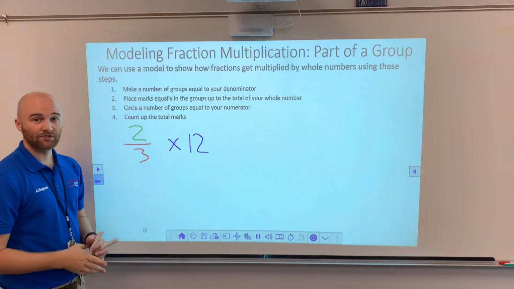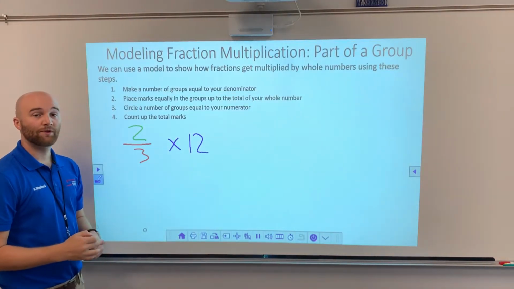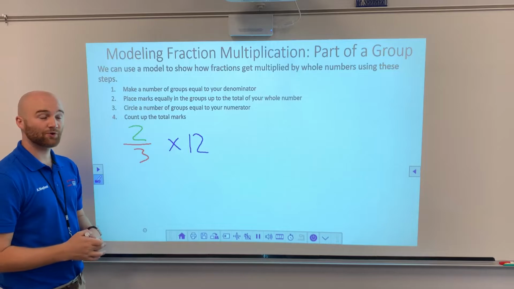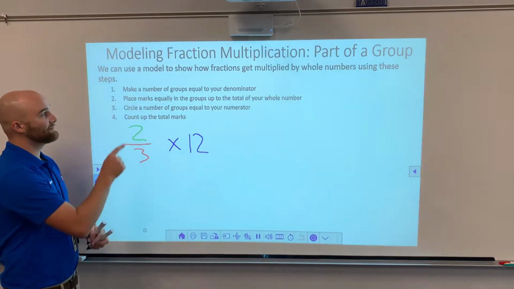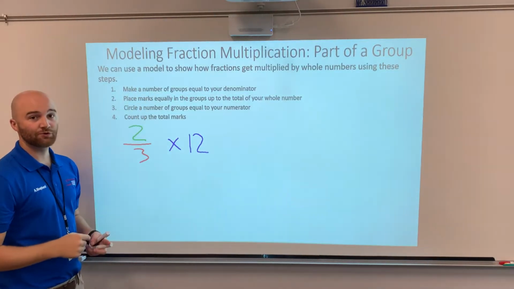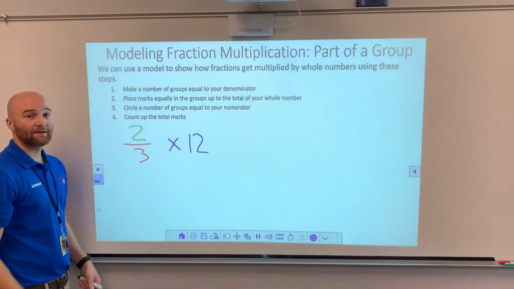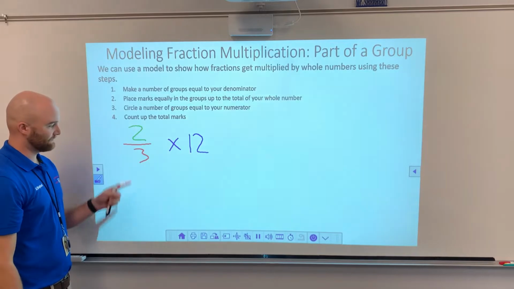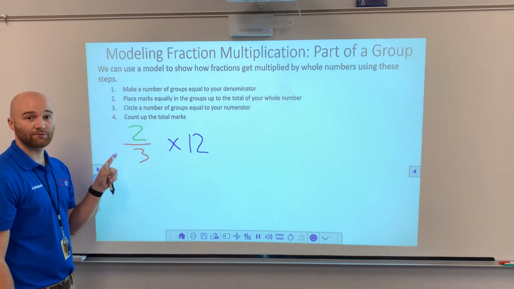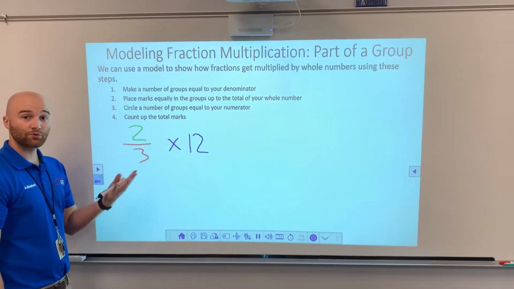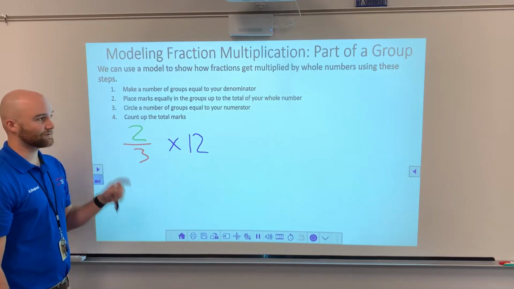Here are the steps that I can use to solve this problem without doing any actual math, just by drawing. First, I'm going to make a number of groups equal to my denominator. What that means is I'm going to look down here at my denominator, and I'm going to make that many groups. Because I see 3, I'm going to make 3 equal size groups. I'll show you 3 different ways that I can make those 3 groups.